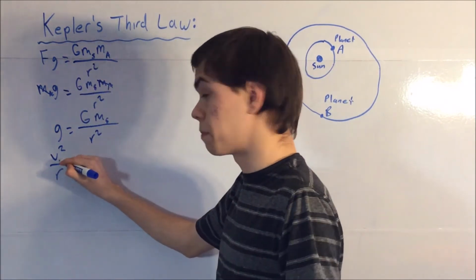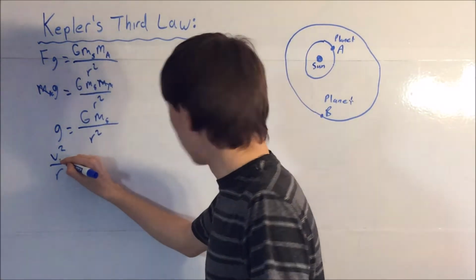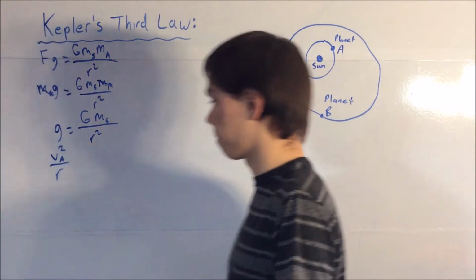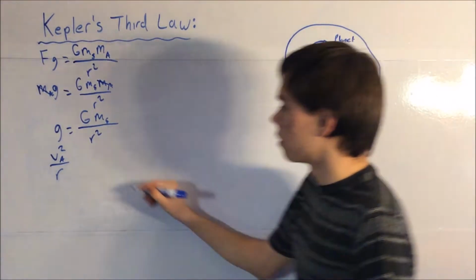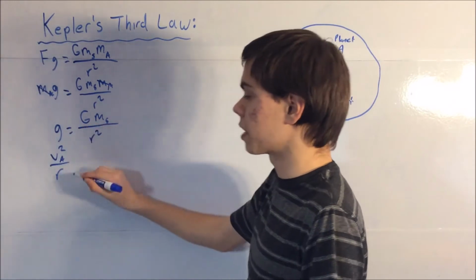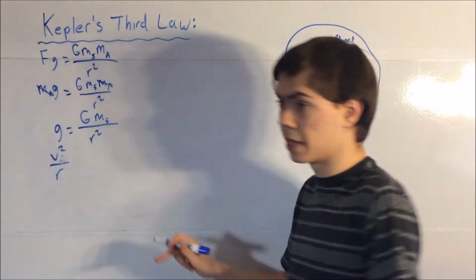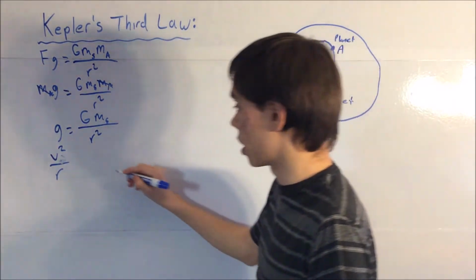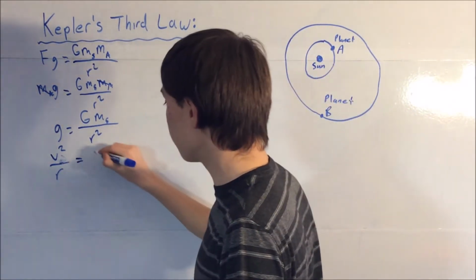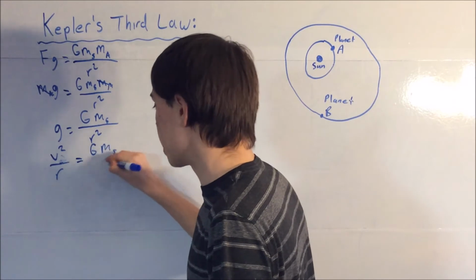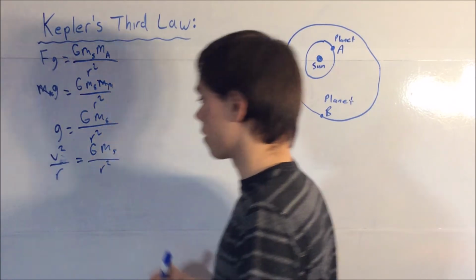Remember, this is the circular speed of planet A. I'm just going to say v for now, actually. I'm not really concerned about whether it's A or B. It could be any of those planets. This is just going to help us understand that, right? And so we have v squared over r equals G mass of the sun over r squared.